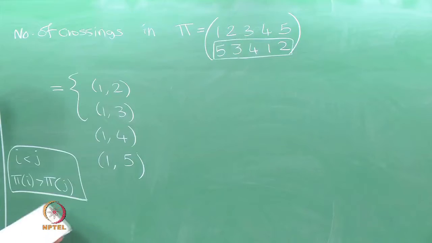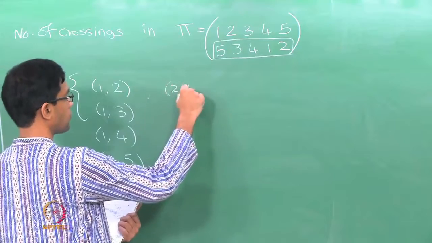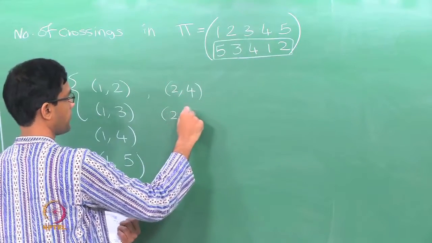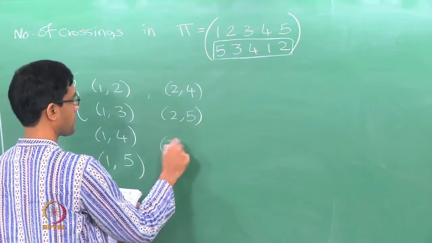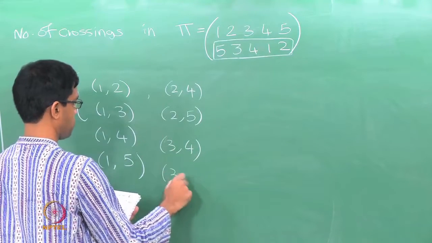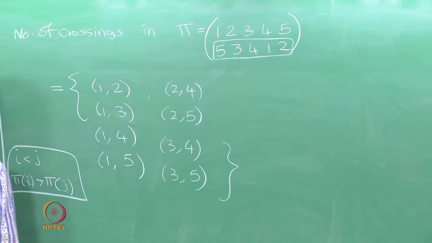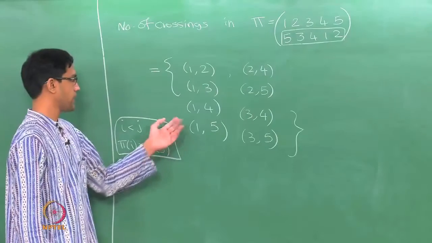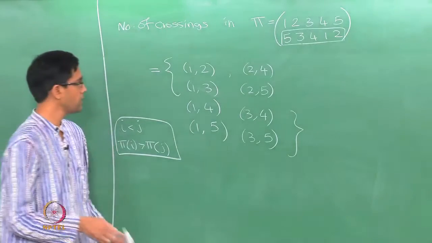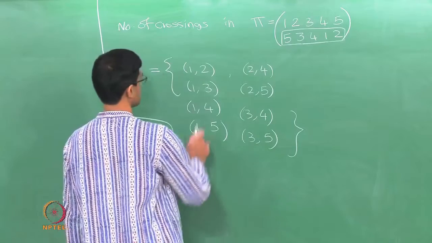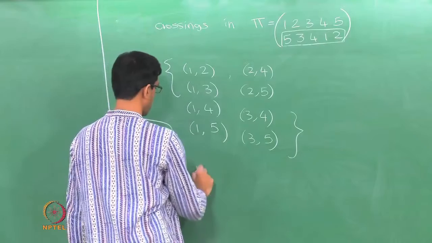each of these pairs counts as a crossing, because they satisfy the definition of crossing. Similarly for 2, I have 2 4 and 2 5. For 3 I get 3 4 and 3 5, and that's it. So this is a full list of crossings for the given permutation pi. And observe there are in fact 8 crossings. So the total number of crossings of the original permutation pi also happens to be 8.